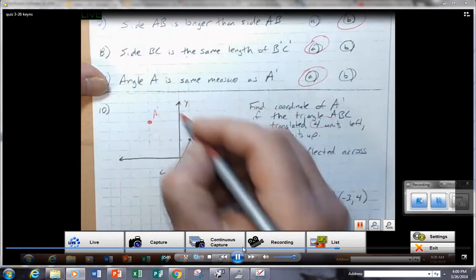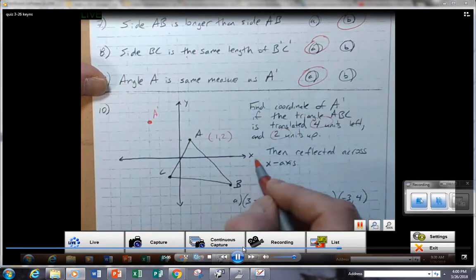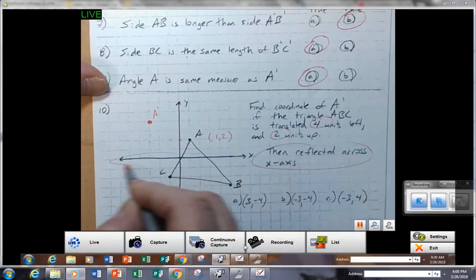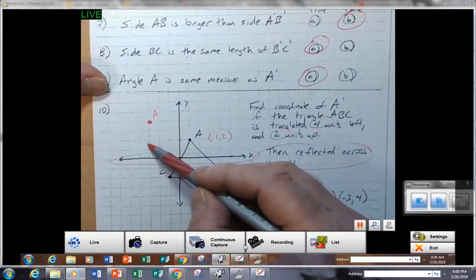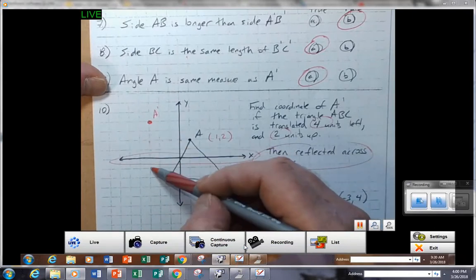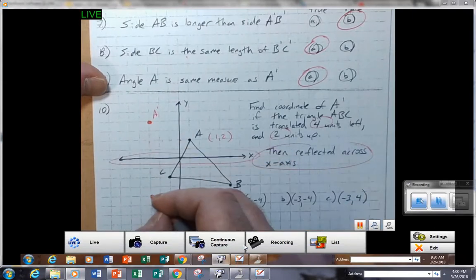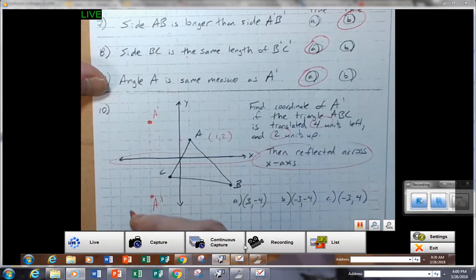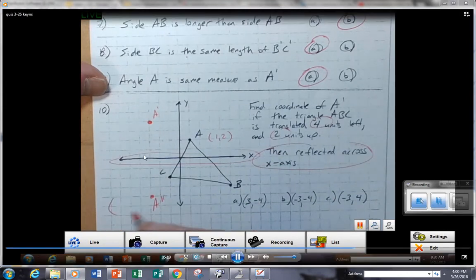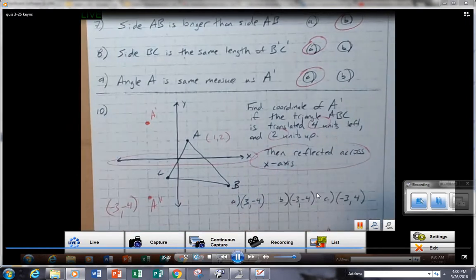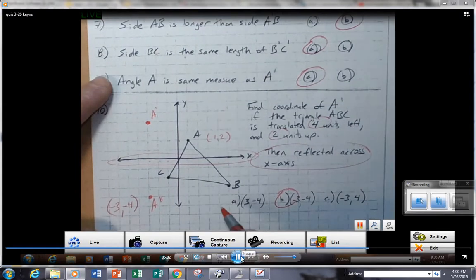So again, reflect it after you translate it. Translate it 4 left, 2 up, and then right straight across that x-axis to get that point at the bottom, which is -3 for x, -4 for y. Keep in mind how close these choices are. You got to really concentrate on the right one and not pick one just because they look the same, but they're not. The fourth word is birth. Birth.